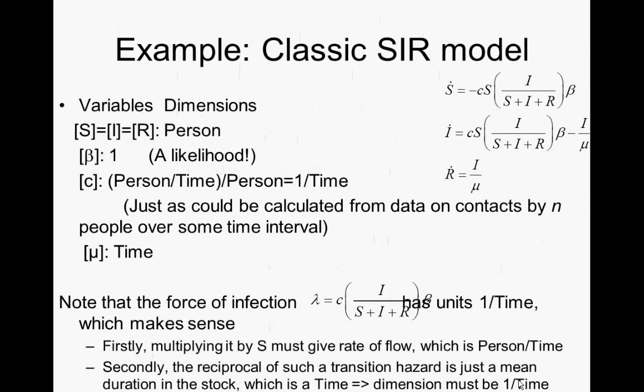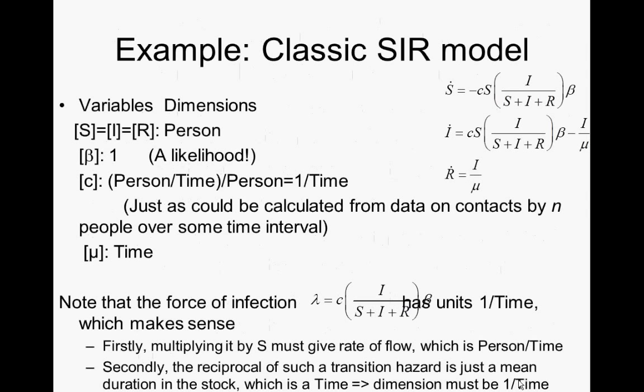We might have S, I, and R be associated with person as a unit. Beta is a likelihood, so it's of dimension 1. C, the contact rate, is person per time that a given person sees. So person per time per person. So it's dimension 1 over time.